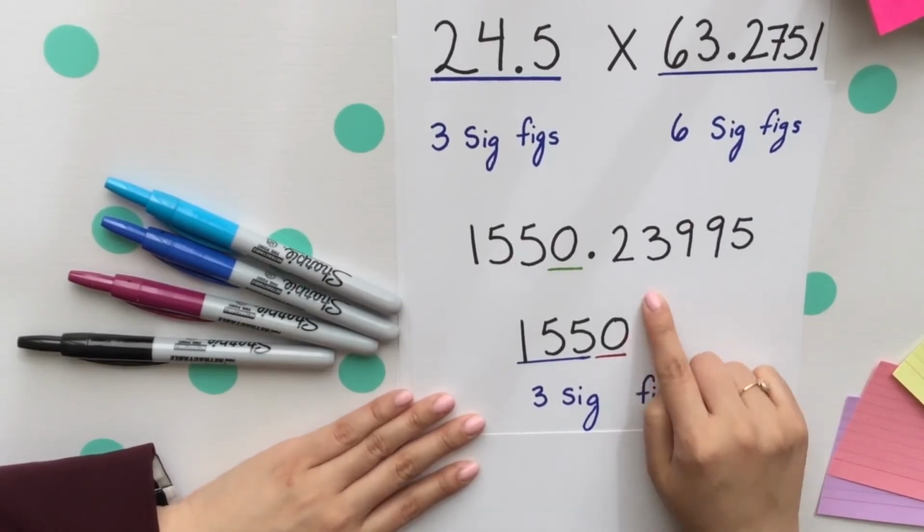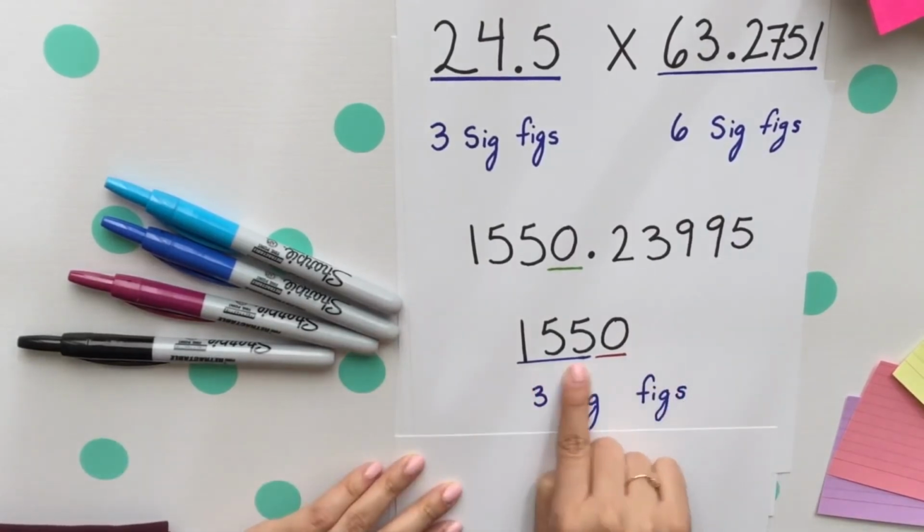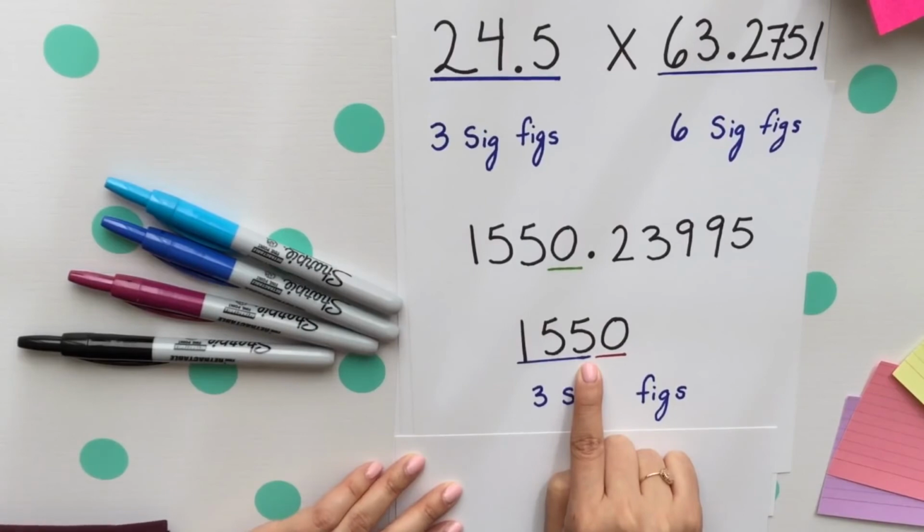Because of that last rule, this 0 does not count. There is no decimal place. It's within a large number. Only these 3 count as sig figs.